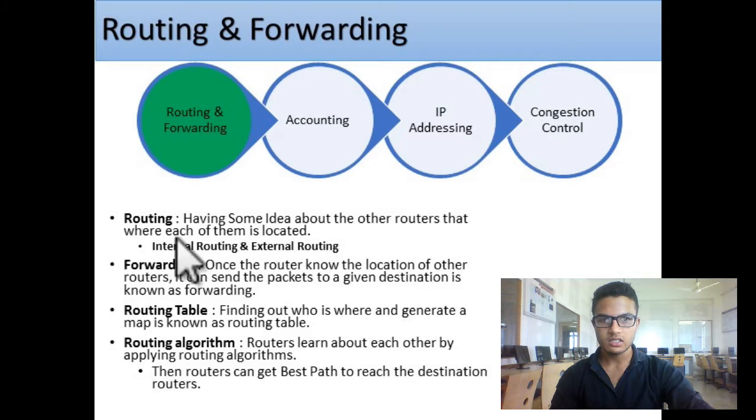It can be done in two different ways. Routing within an autonomous system is called internal routing, for example, link state routing and distance vector routing. Routing between different autonomous systems is called external routing, for example, Border Gateway Protocol. Once the router knows the location of other routers and the topology of the network, then it can send a packet to the given destination, which is known as forwarding.